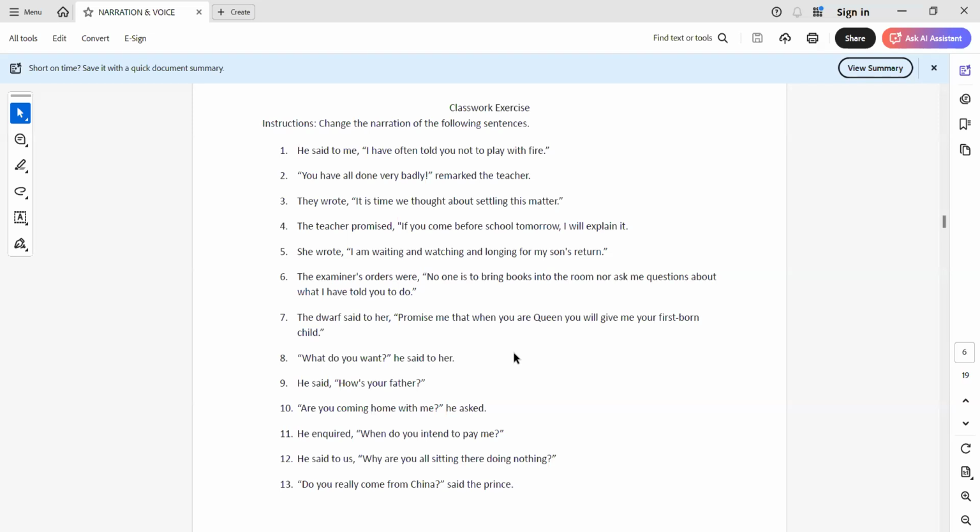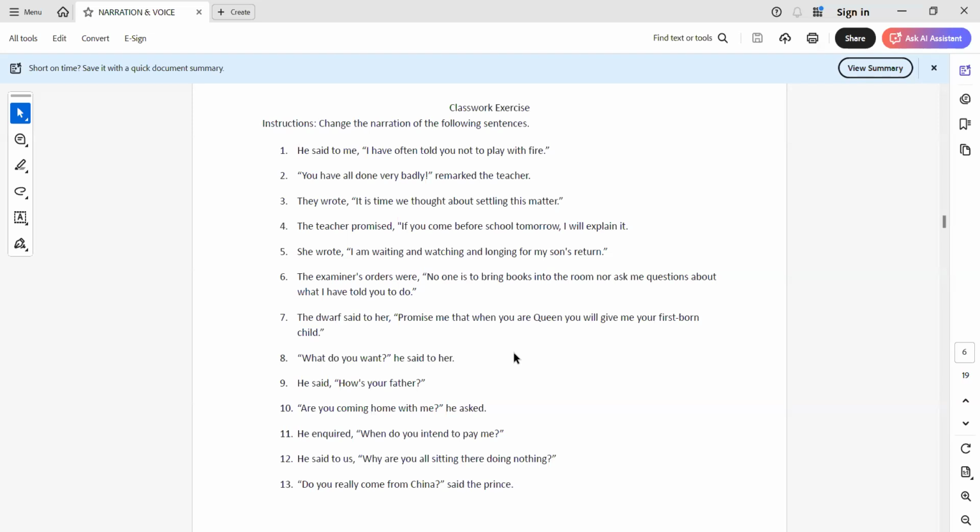"You have all done very badly," remarked the teacher. The teacher remarked that we all had done very badly. Third: "They wrote, 'It is time we thought about it.'" They wrote that it was time they thought about settling that matter. Correct.